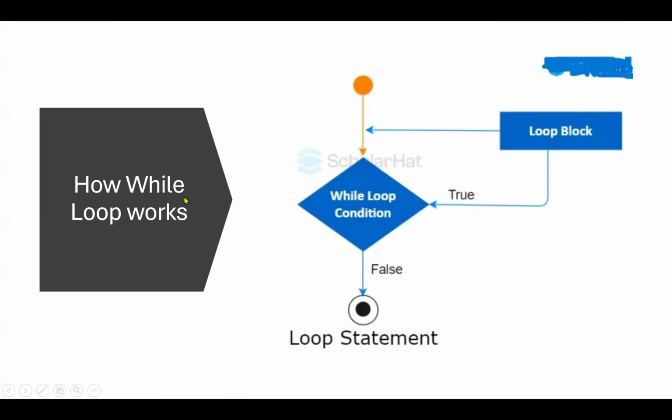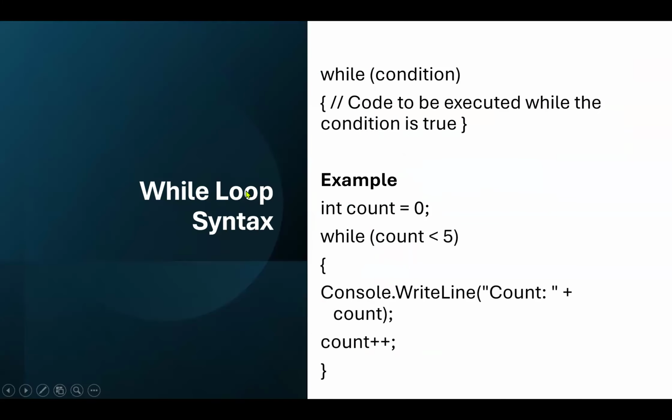So this is an example of the flow of how it works. This is the loop, and as long as this condition is true, the loop will keep running. And when it becomes false, it exits. Okay? The code defines the variable. So this is the syntax of the while loop.